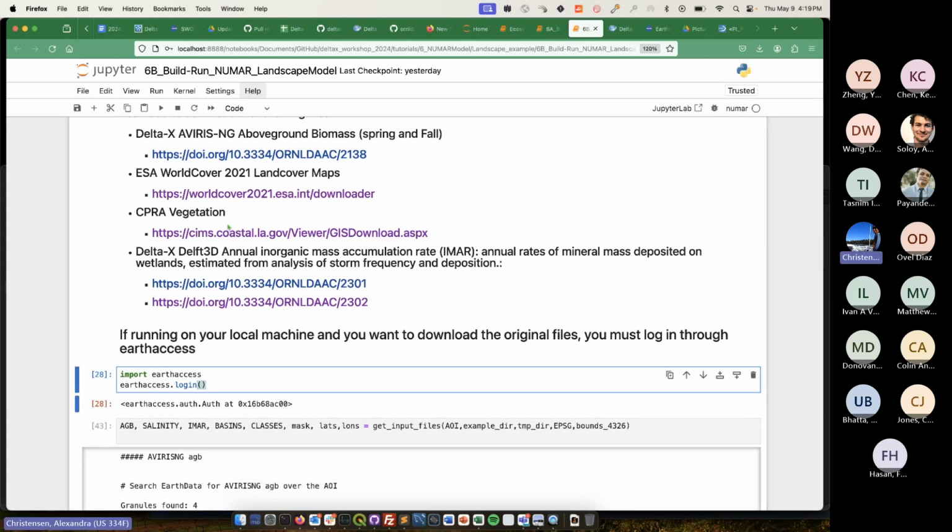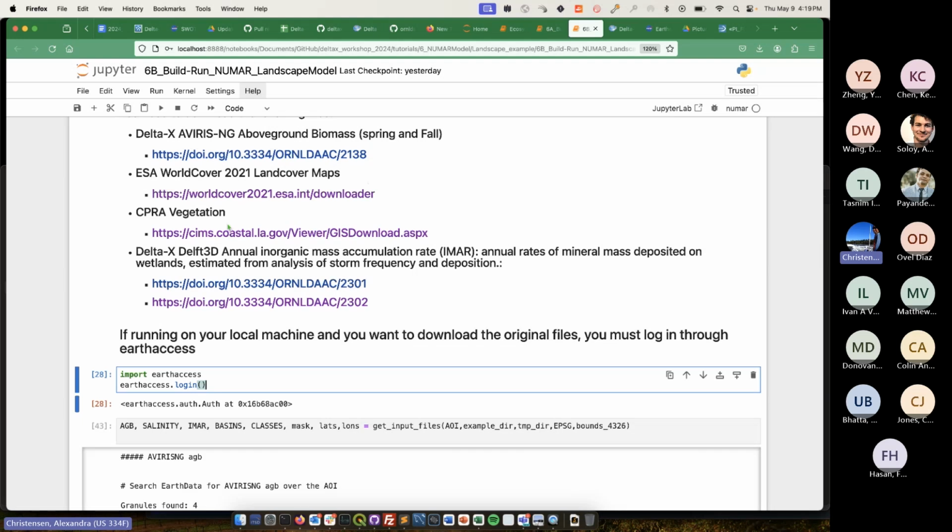We also use the CPRA vegetation map. This is mostly to get salinity zones, so we separate freshwater, brackish, and saline. As Pradipta and Robert mentioned, the different parameters will vary by salinity zone, and so we are going to be applying those model input parameters based off of the salinity type.